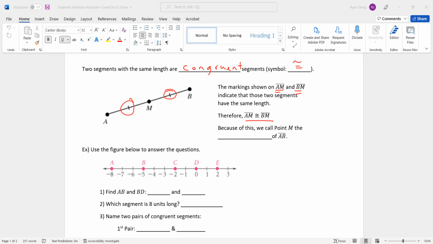Now, because there's a point that separates AB into 2 equal segments, we call that point, M in this case, the midpoint. And specifically, this is the midpoint of AB. It's the middle of that segment.